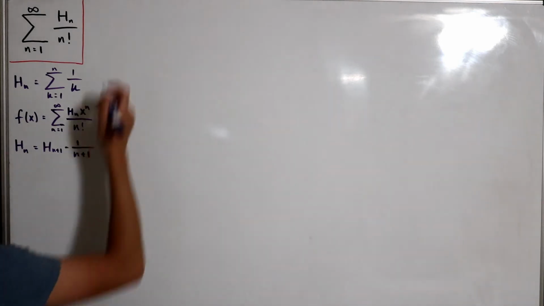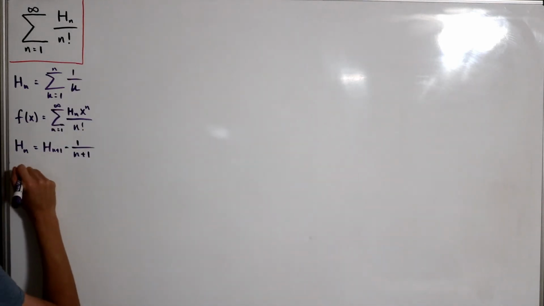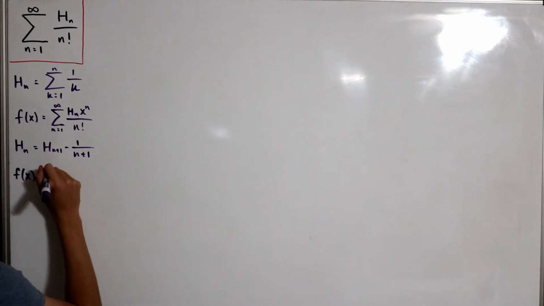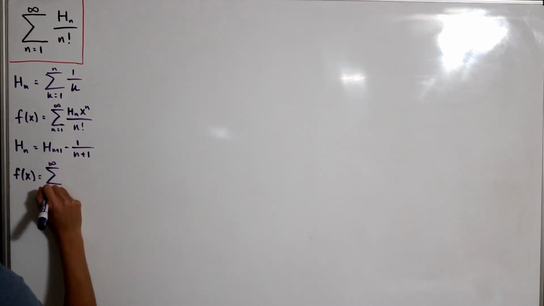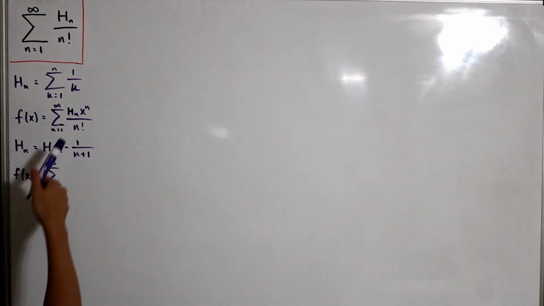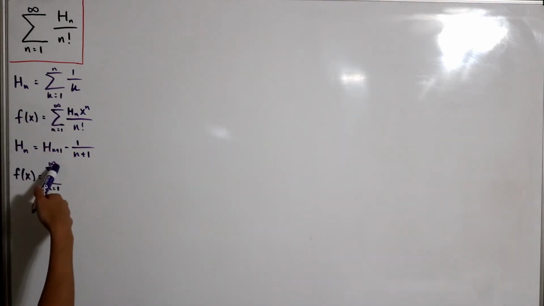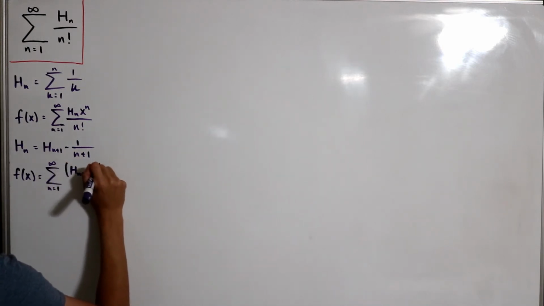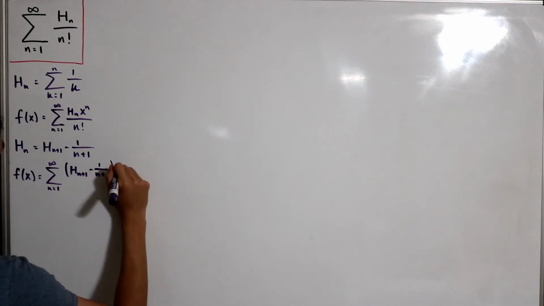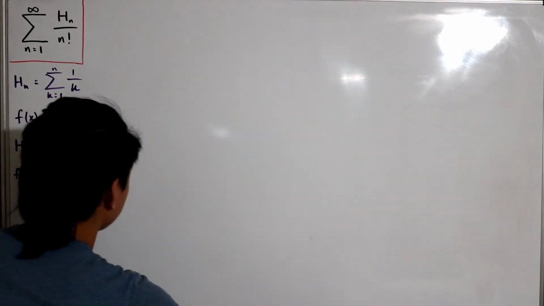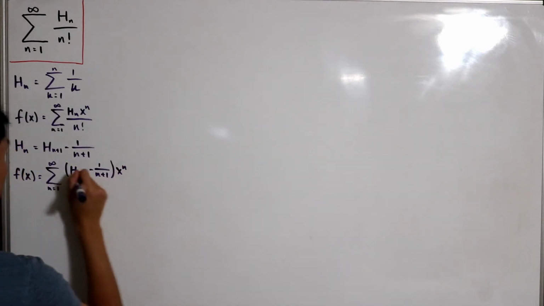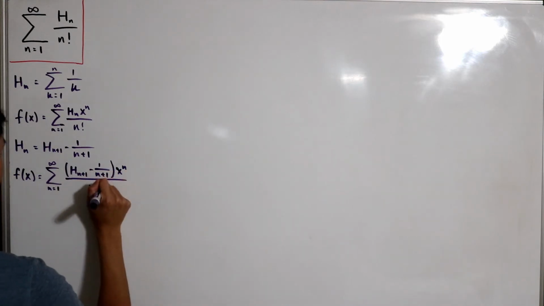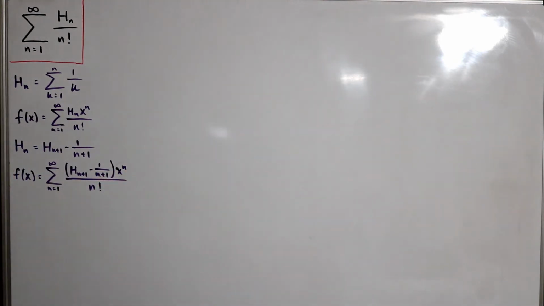Okay, so now this means that f of x is actually just equal to, so now this is still the infinite sum. Then we're going to replace our H sub n with this recursive relation over here. So then we have H sub n plus 1 minus 1 over n plus 1. Then that's multiplied by x to the power n, not the x sub n, as we're not dealing with sequences here in this case. And then of course divide this by n factorial. Right, and now we can continue manipulating some stuff.